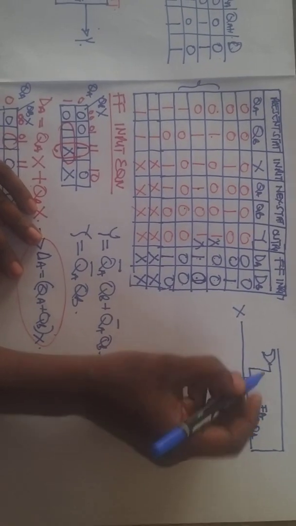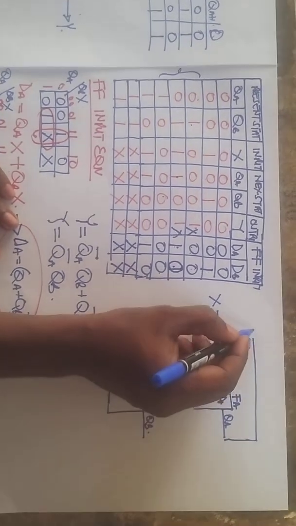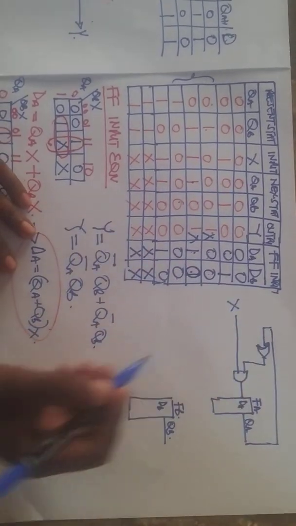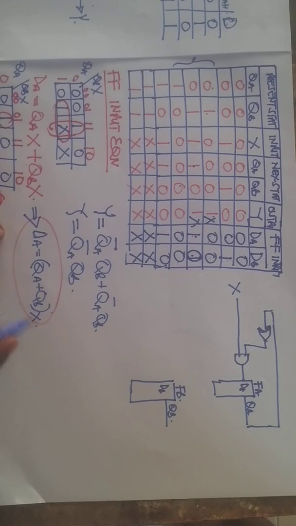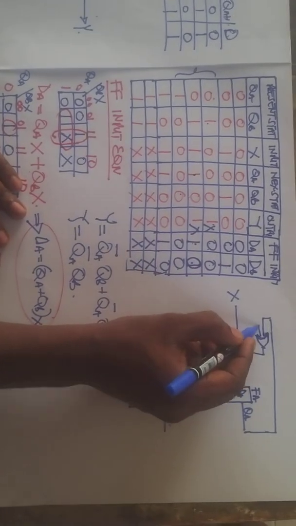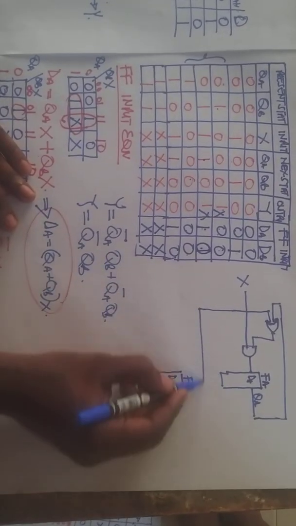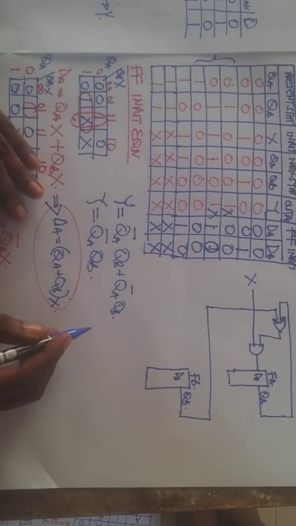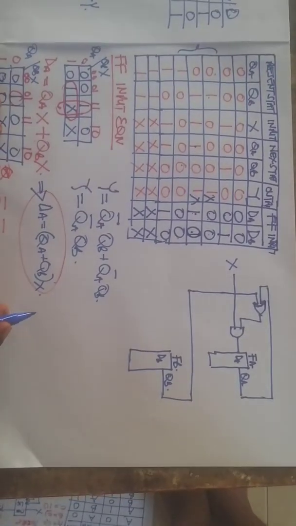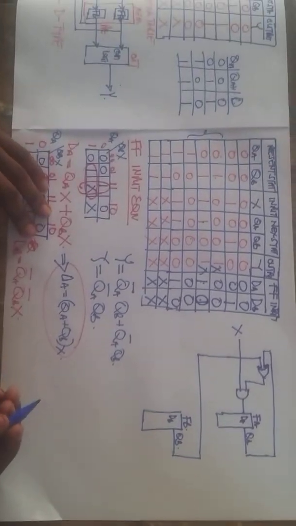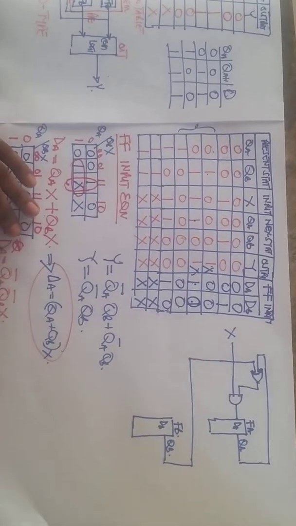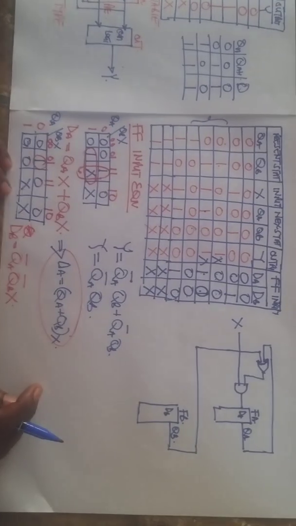Which comes here. Okay, so here is this, and then I need to bring QB. So this should be for QB. Now let's do for DB.